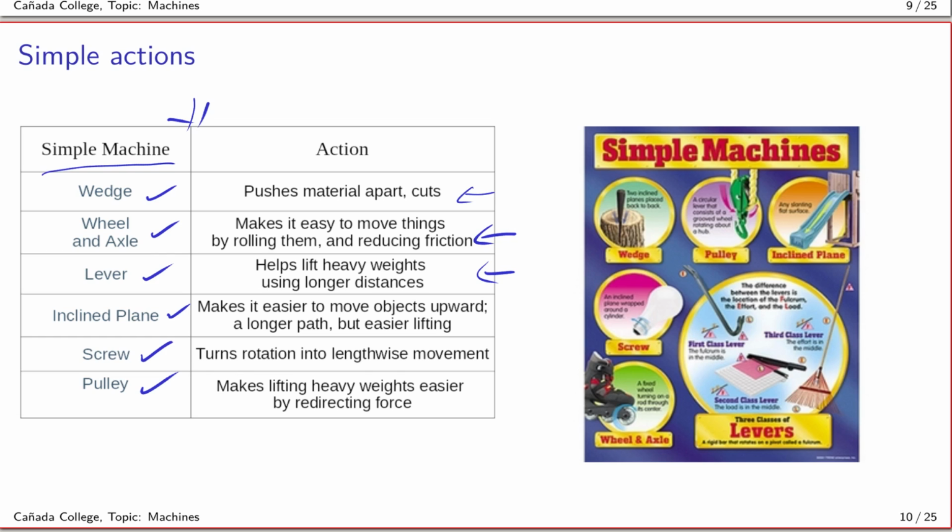A screw is a device that transforms one type of force or motion into another. For example, a rotation motion is transformed into a linear motion here. And a pulley allows us to lift heavy objects because it helps us to redirect the force and make use of gravity in reducing the actual force we need to apply to lift a load.